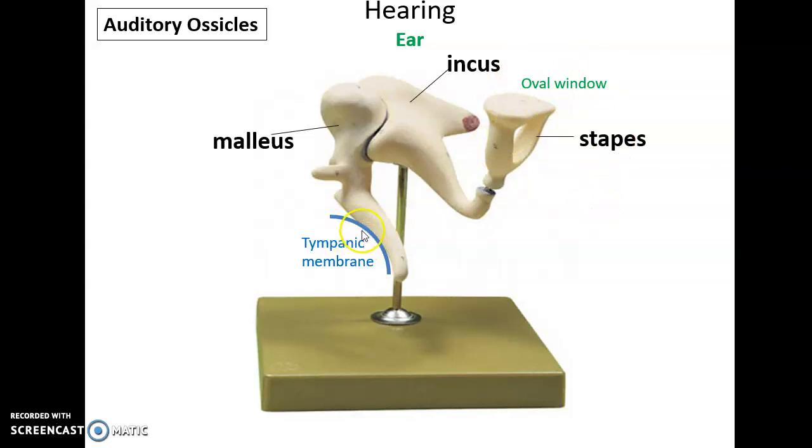So when the tympanic membrane vibrates, it causes the malleus to vibrate, causes the incus to vibrate, causes the stapes to vibrate, moves the vibration into the inner ear.